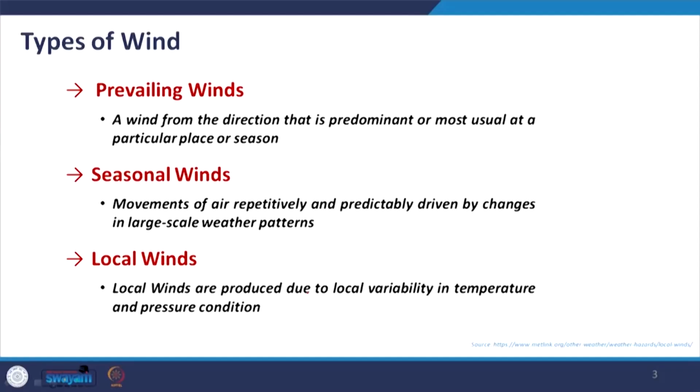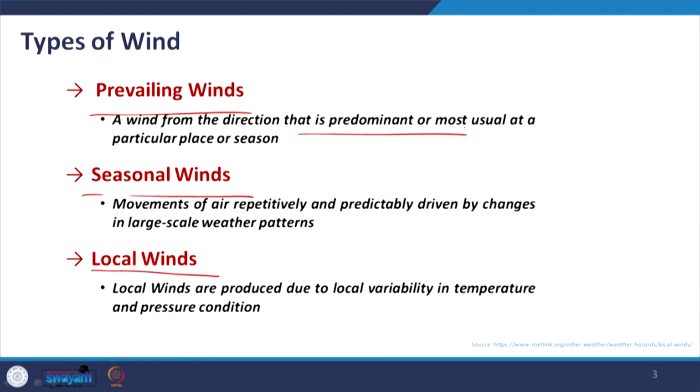Coming to the types of wind, it is broadly classified into three categories. One is the prevailing wind, another is the seasonal wind, and then local winds. Prevailing wind blows around the clock over the years. There is a specific and very predominant direction, in most cases blowing from one side to another, maybe generating from the southeast direction and moving through like this.